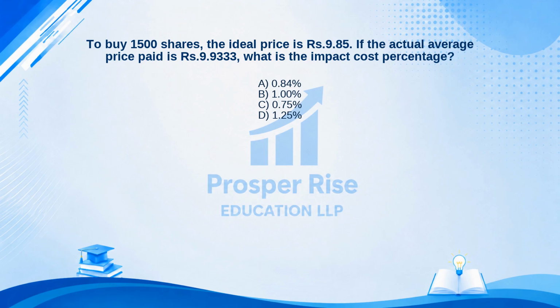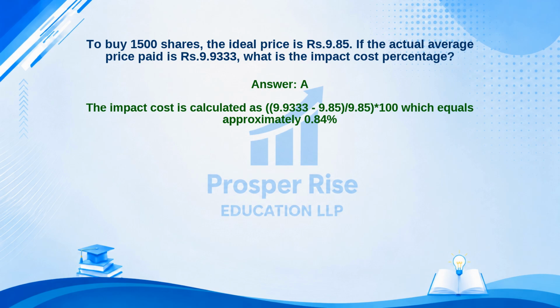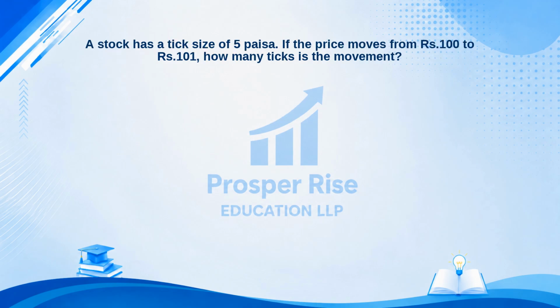The correct answer is option A. Let's see why. The impact cost is calculated as 9,933 minus 985 divided by 985 into 100, which equals approximately 0.84%. Test your knowledge with this one.